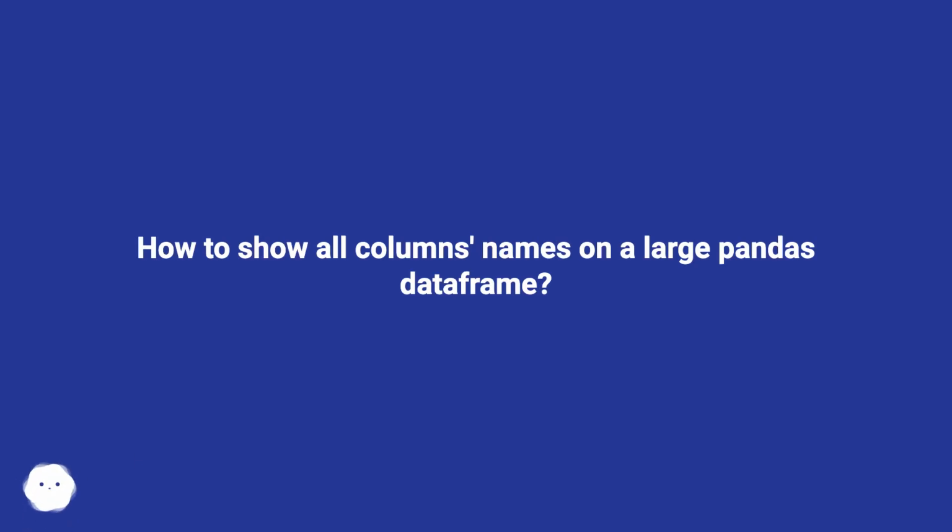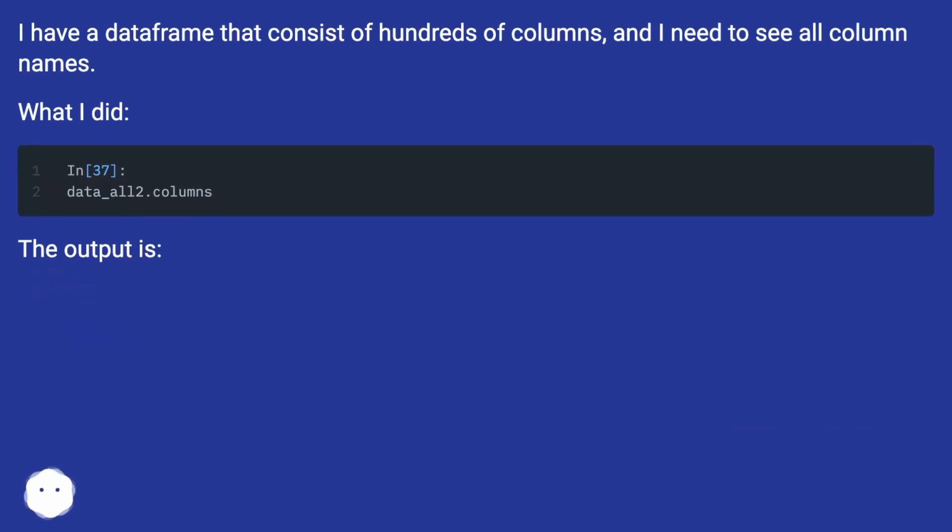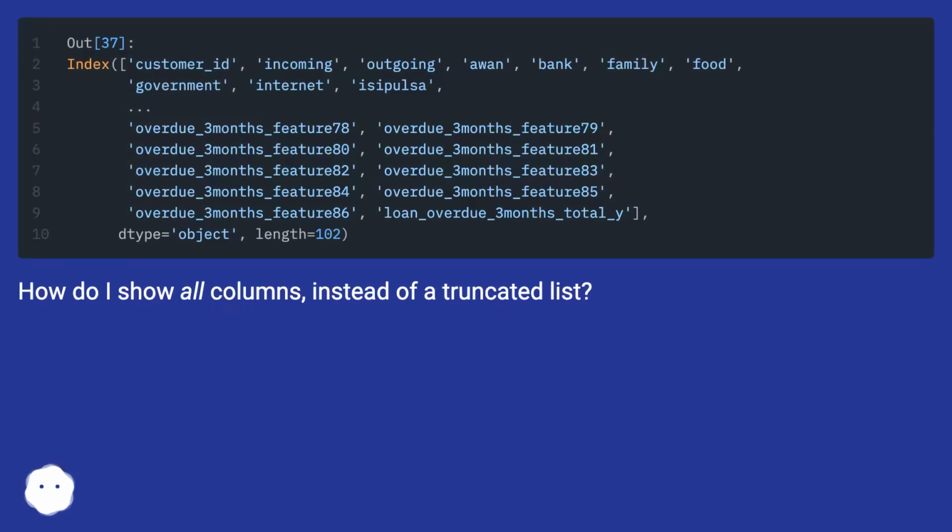How to show all column names on a large Pandas data frame. I have a data frame that consists of hundreds of columns, and I need to see all column names. What I did: the output is truncated. How do I show all columns instead of a truncated list?